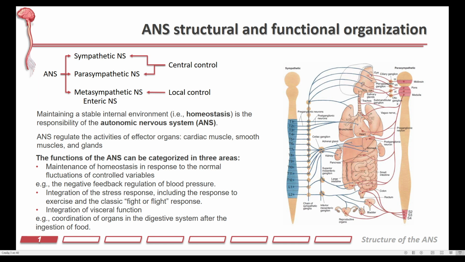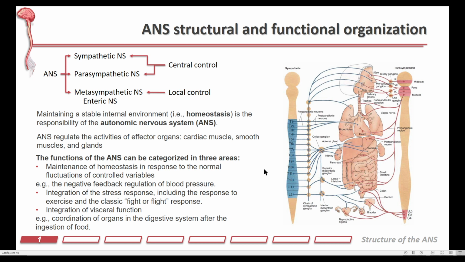So the first one is about the structure and functions of the autonomic nervous system. As you know, there are three subdivisions: sympathetic, parasympathetic, and enteric nervous system. The first two belong to central control, and the enteric nervous system provides local regulation. Here you can see the centers of sympathetic and parasympathetic nervous system. Sympathetic neurons are located in the thoracolumbar area of the spinal cord, while for the parasympathetic, it's the cranial and sacral origin.